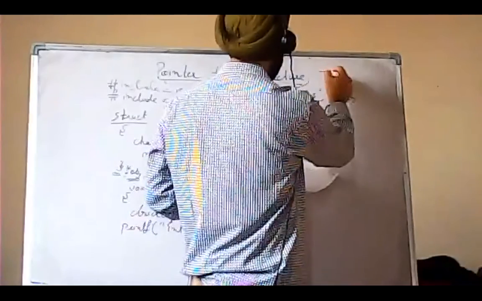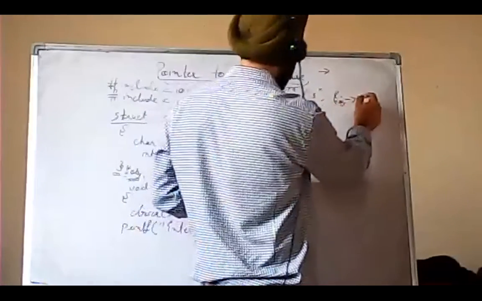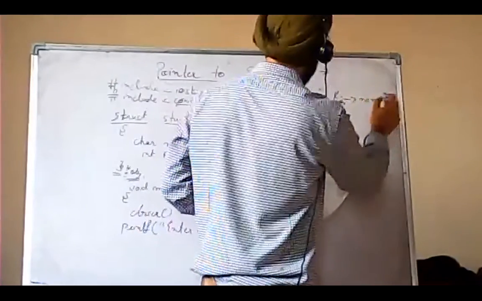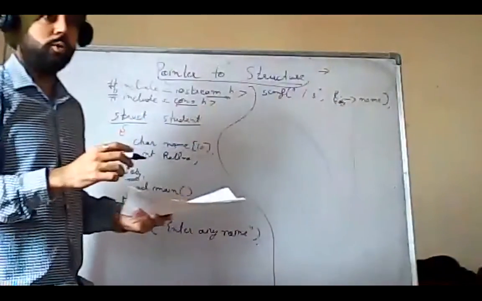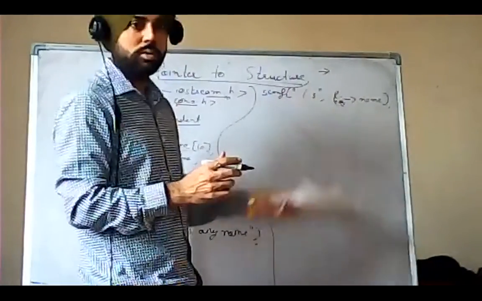So on that time we will use our arrow operator. So ampersand obj arrow, then name of the variable. So this is a way to input the value with the help of pointer to object.